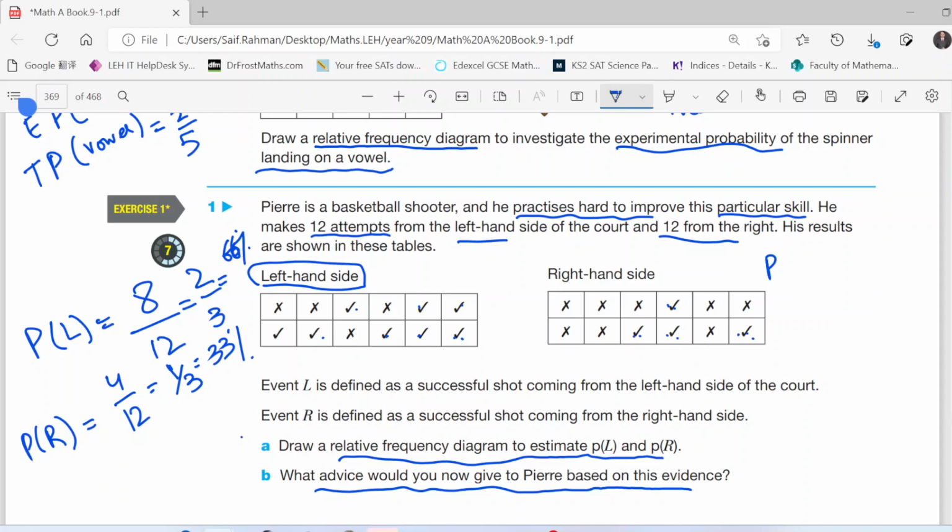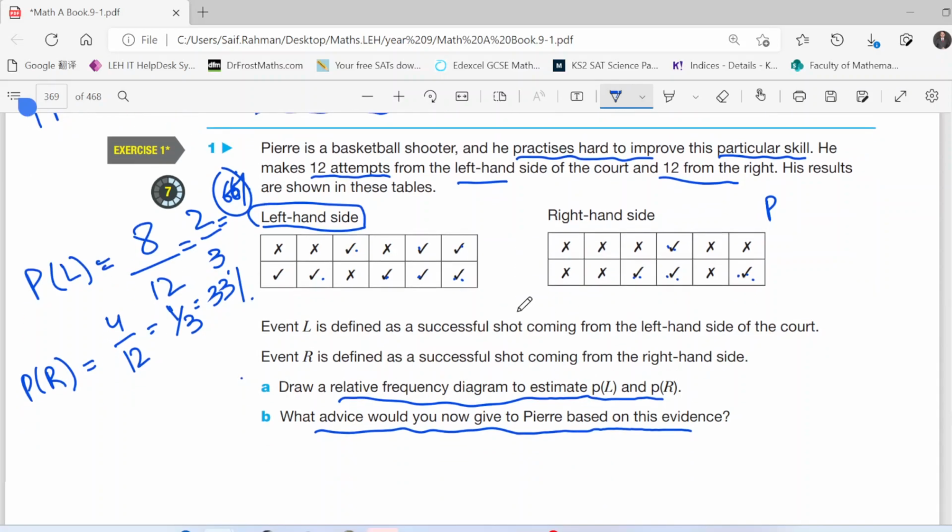So you can draw a diagram based on the same data, as we did before, by first calculating each of the values and then drawing. The result shows what advice you would give. I would advise him to play on the left side, because he has a higher probability to succeed there.